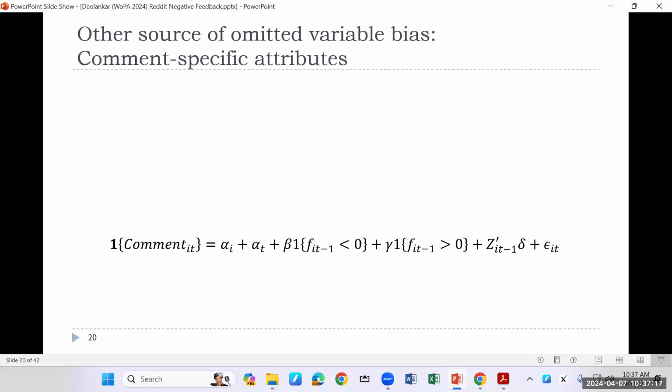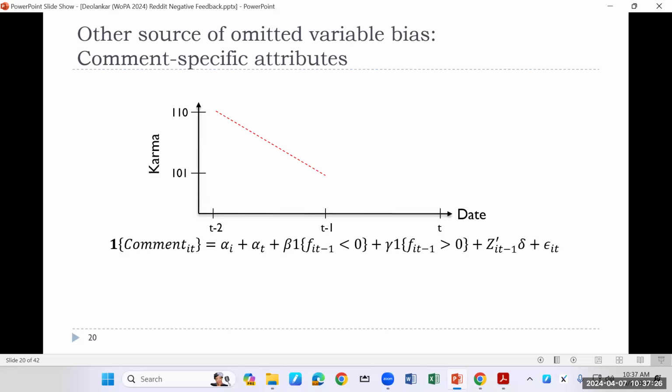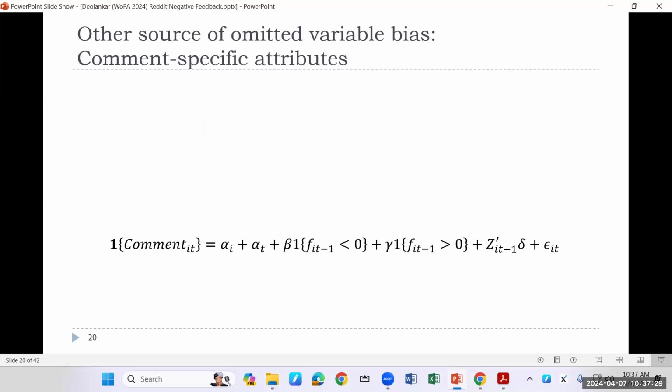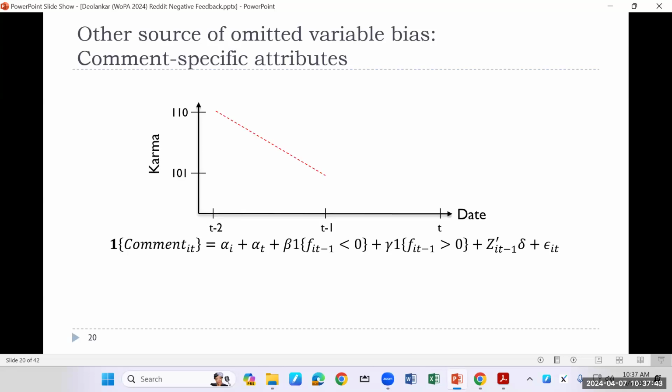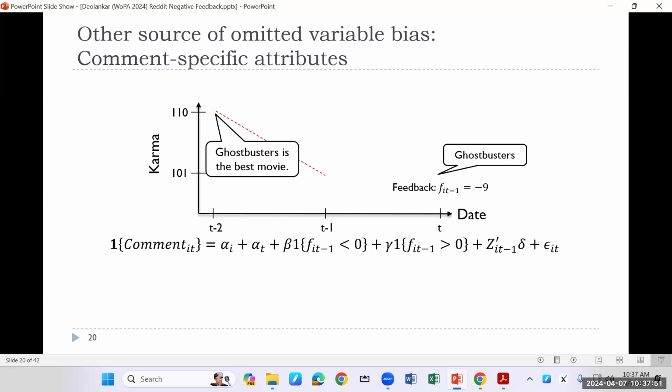Now, even with this specification, we would all hesitate to interpret that beta is the causal effect of receiving negative feedback. Why is that? It's because I have not told you that there is any exogenous variation in beta. If there is no exogenous variation in the independent variable, then we worry about the threat of omitted variable bias. A good example of omitted variable bias in this case would be as follows. Imagine a user's karma decreases from 110 to 101, meaning the user experiences negative feedback of 9 points. And let's say that a user said something about Ghostbusters in period t minus 2, and I observed that the user said something about Ghostbusters in period t.